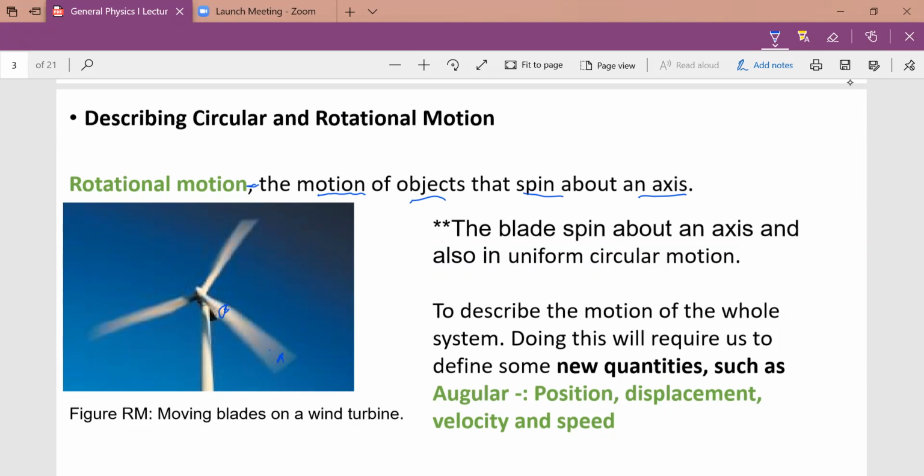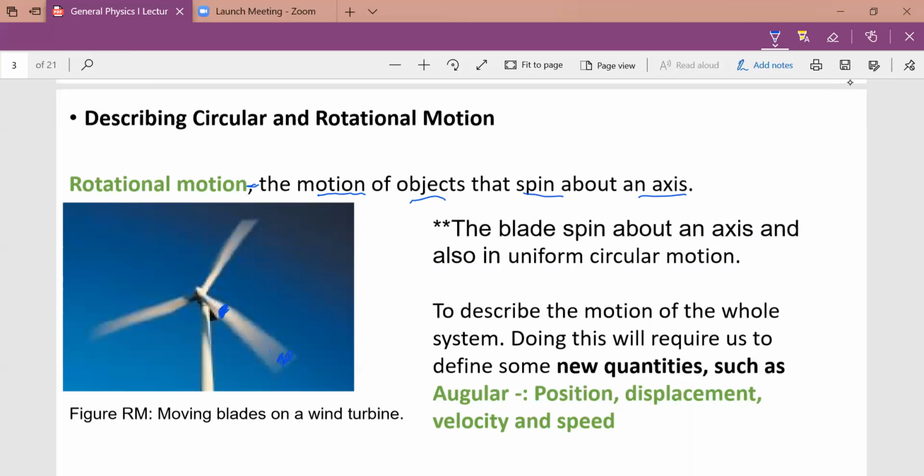All right, so we see the image here. It's the image of a wind turbine. We see the blades. The picture is blurred because they were in motion when this picture was taken. We can see that the blade is blurred more at the tip than towards the axis or the center, and that means it's moving at a different speed. The speed at the tip is different from that of points closer to the middle.